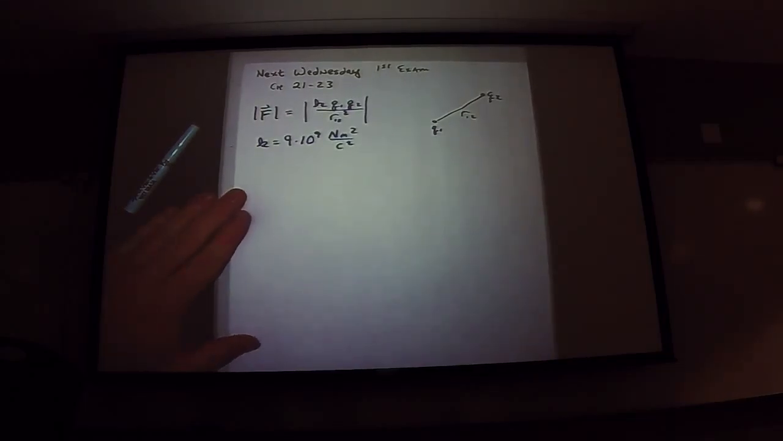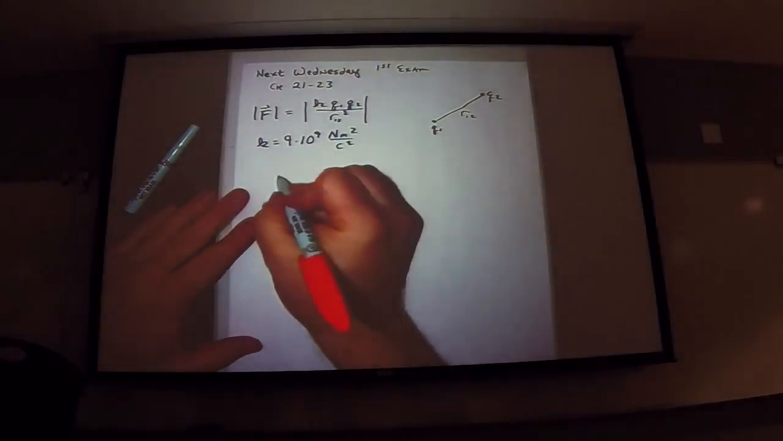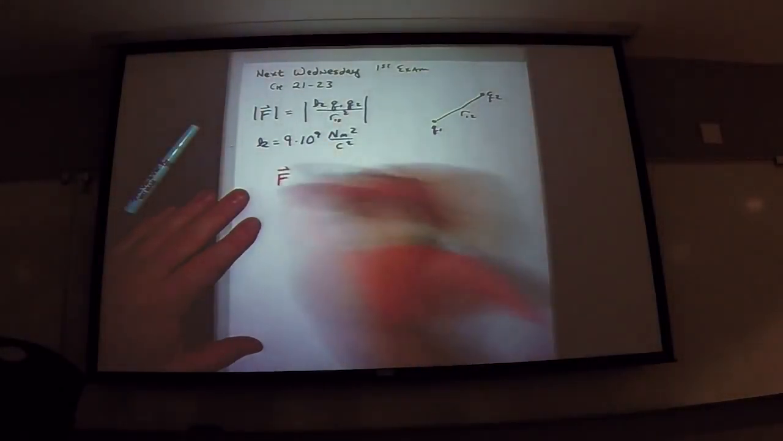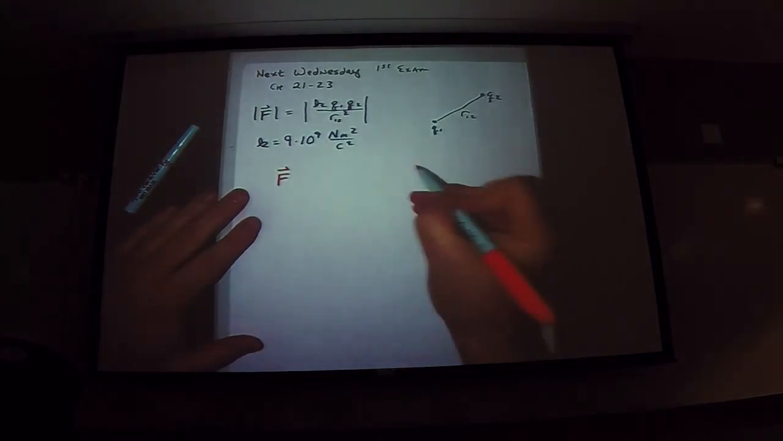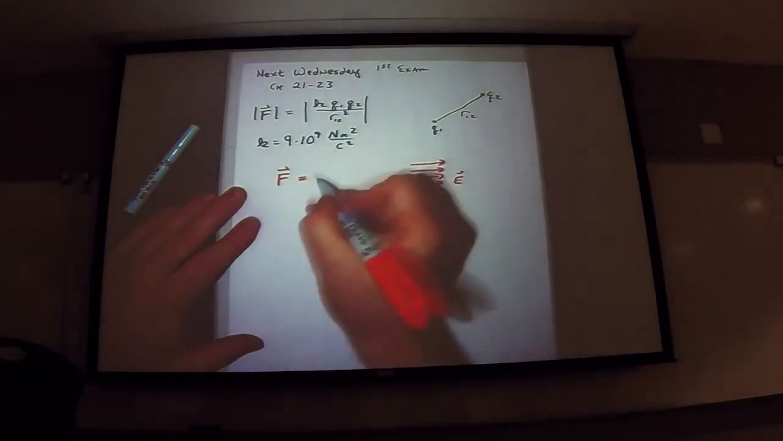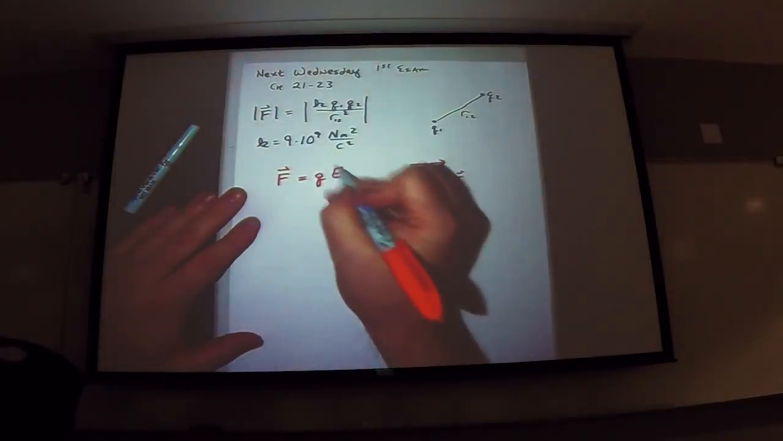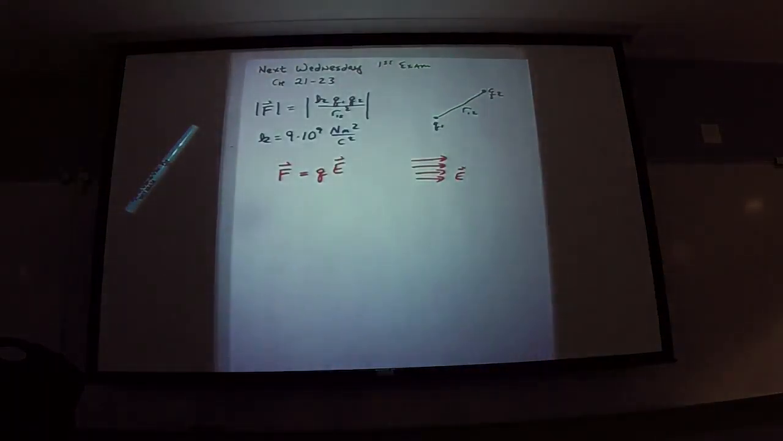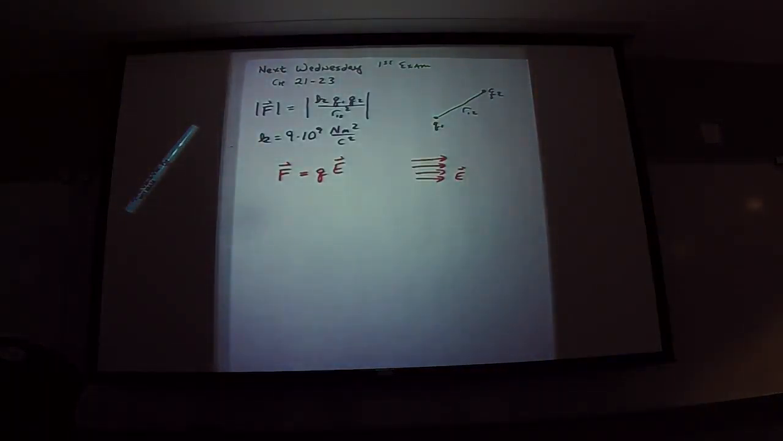Then we talked about the electric field, and we had the force of a charge placed in an electric field. So this is one where we have the electric field already, and a force is there. The force is equal to charge Q multiplied by the electric field E. If the charge Q is positive, it's going to move along the electric field. If the charge Q is negative, it's going to move against the electric field.